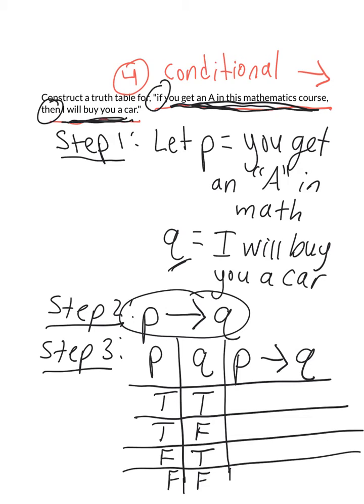We leave the arrow in the middle for last. So on the far left, I see the letter P yet again. That means copy and paste the P column over, which is TTFF.